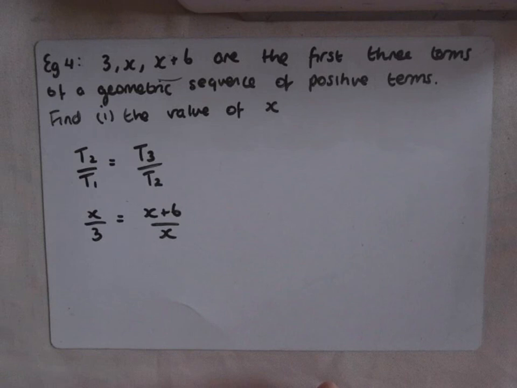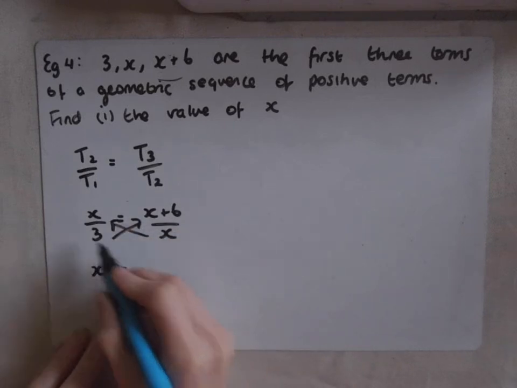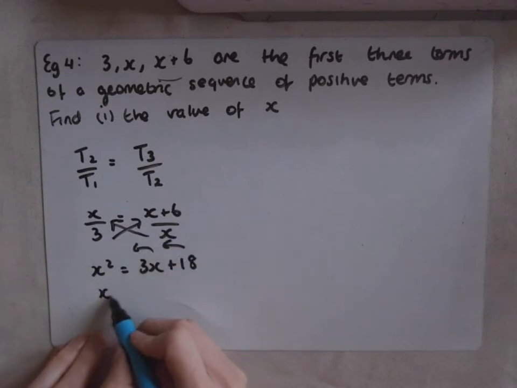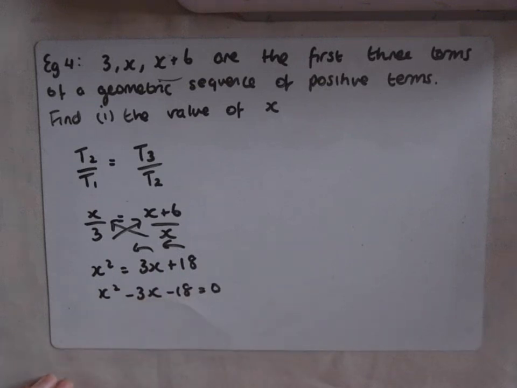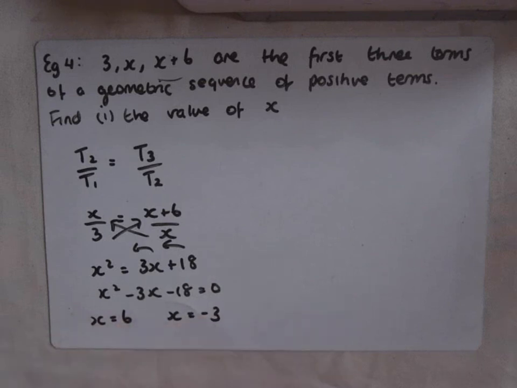What would you do then? Cross multiply. Thank you, lovely. So that x comes up, x squared, and that 3 comes up, 3 by x, 3 by 6. Again, you have a quadratic. So you get x is 6 and x is minus 3 when you do factorising, or minus b. Now in the question it says they are the first three terms of a positive sequence. So a geometric sequence of positive terms.